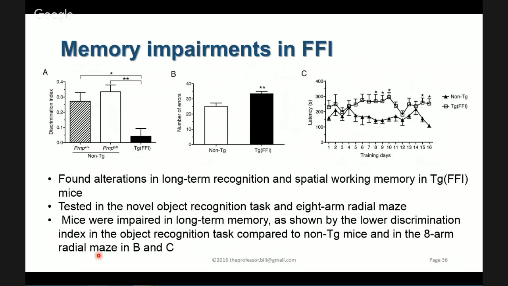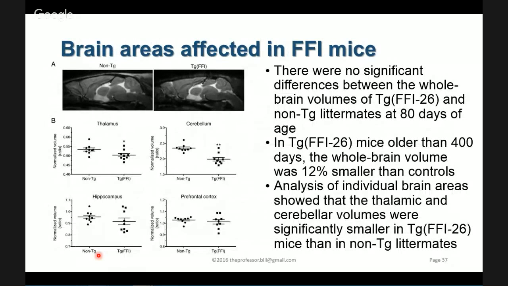And again, we won't worry about latency so much here, just the fact that we have 2 different tests: novel object recognition, and spatial memory tested by the 8-arm radial maze, and the memory impairments exist in the FFI mice, okay? So what sorts of brain areas are affected in these FFI mice?